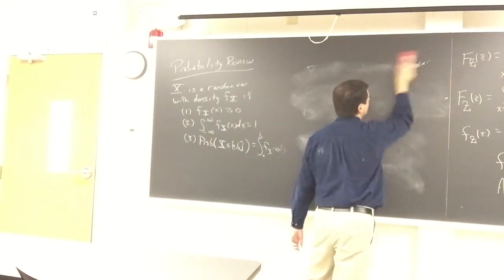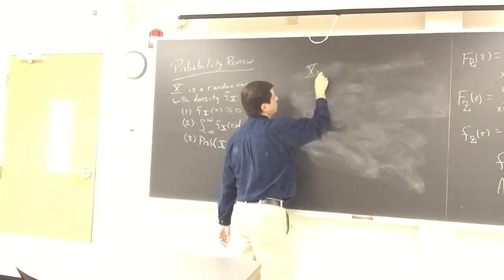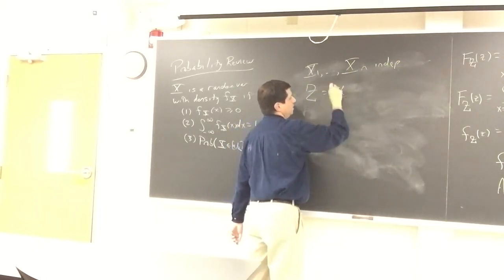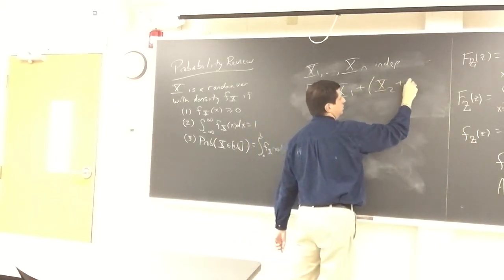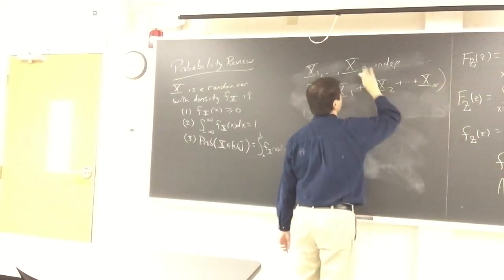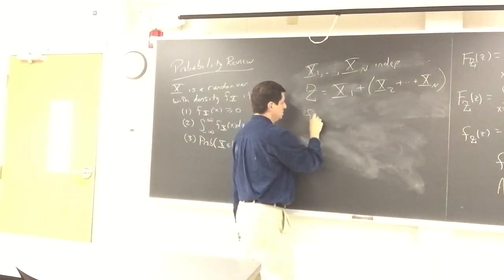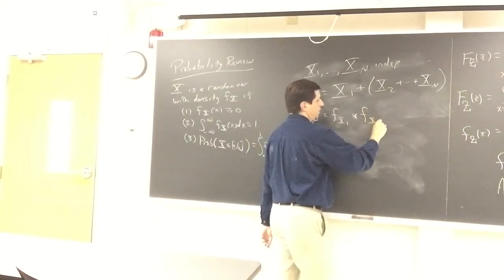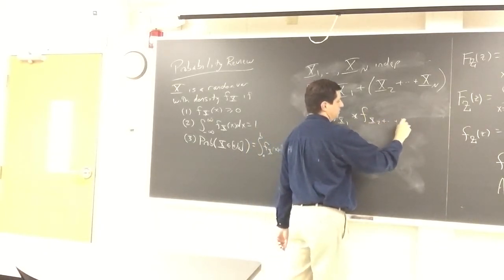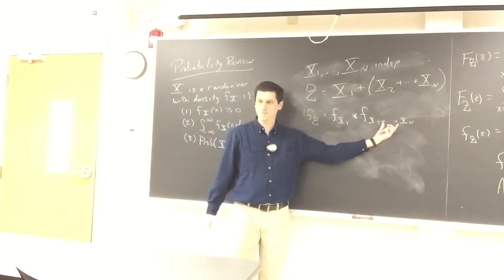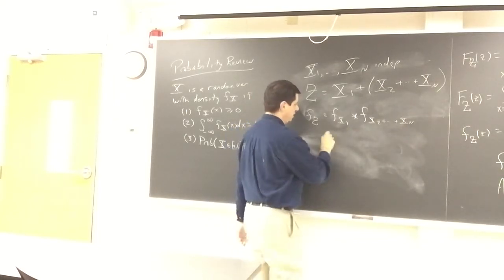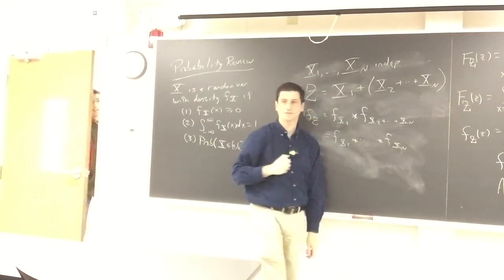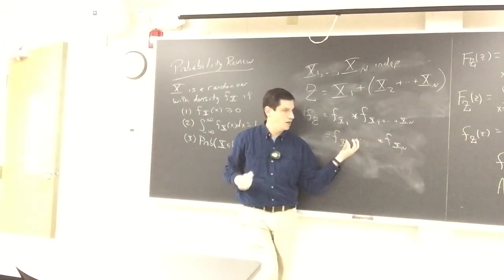It would be the convolution of all three of them. And so the quick way to prove this is by groupings. So say you have x1 through xn are independent. Let's let z be x1 plus x2 plus xn. And now we know f of z is f of x1 convolved with f of x2 plus xn. But by induction, because this is smaller, we know that this is the convolution of each one. And so we get f of x1 convolved all the way to f of xn. So this really shows you the power of convolution.